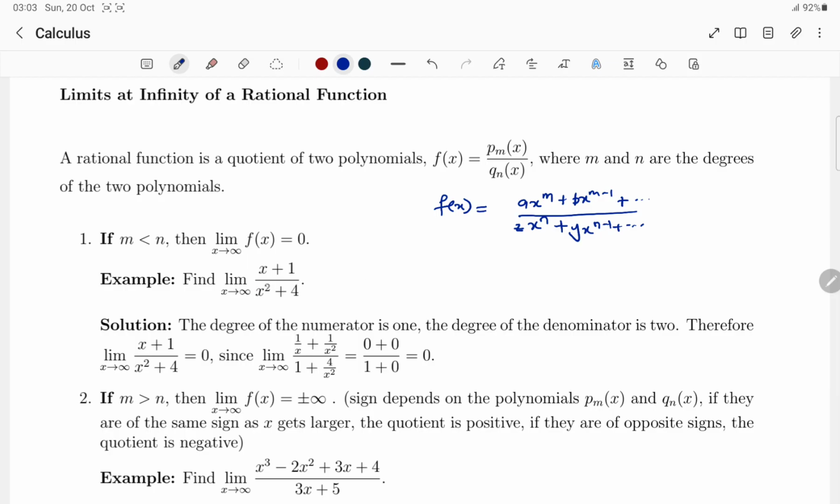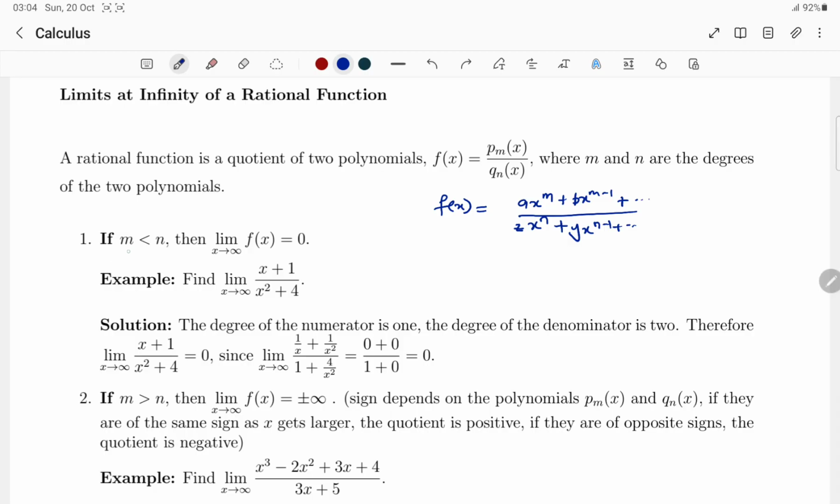For example, we have x plus 1 over x squared plus 4. The highest power on the numerator is 1, and the highest power on the denominator is 2. So we're going to consider cases of f of x, where we'll be changing the powers of the numerator and the denominator, and putting limits as x goes to infinity.